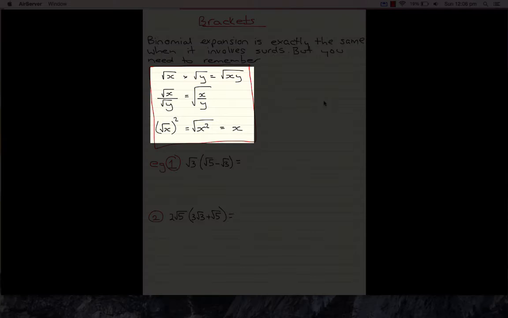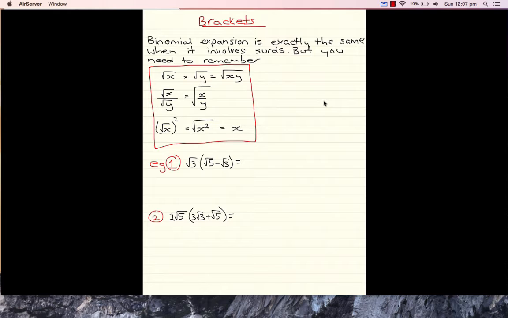So the root of x times the root of y is equal to the root xy. And root x over root y is the same as the root of x over y, and whenever we square a surd we end up back with the x on its own. So let's have a look at some of these expansions. Root 3 outside of root 5 minus root 3.